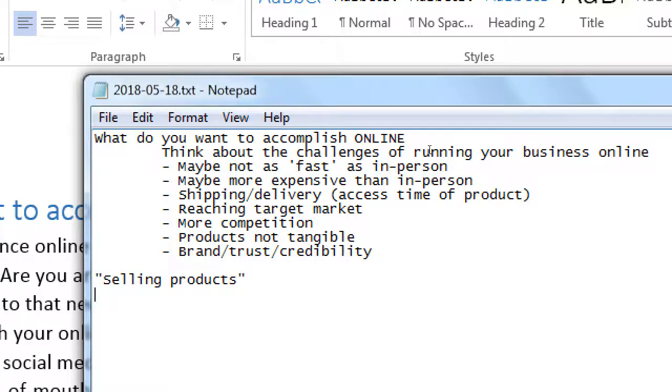So if having just a response of selling products is my only response, it's not going to help too much. In the real world, what might you need to do to sell products, get the word out? What do you think you do besides saying, I'm going to sell products in the real world? Advertising, exactly. Advertise. Anything else?